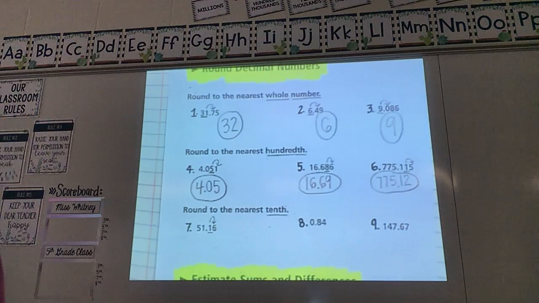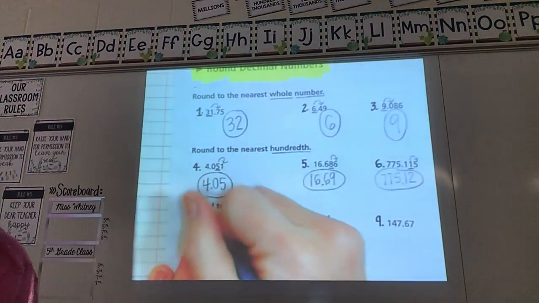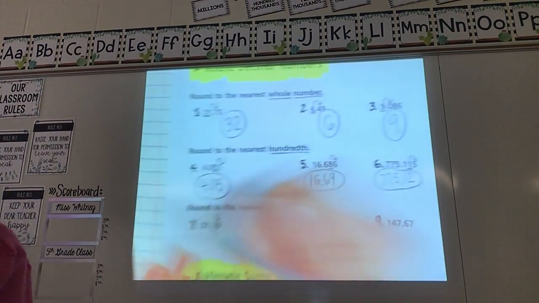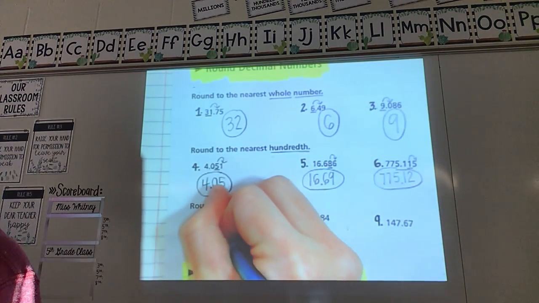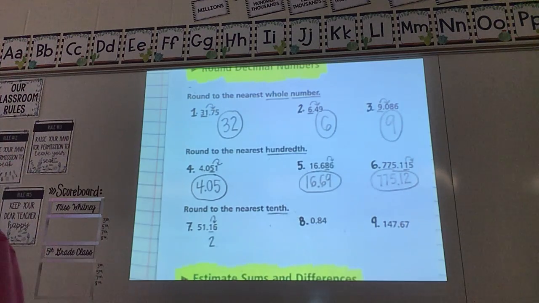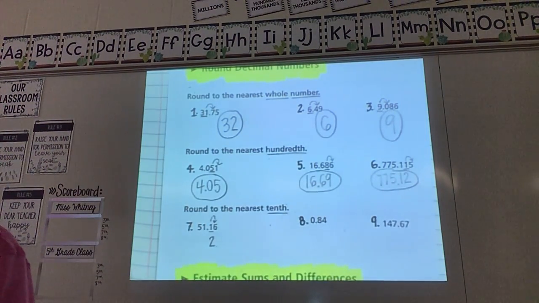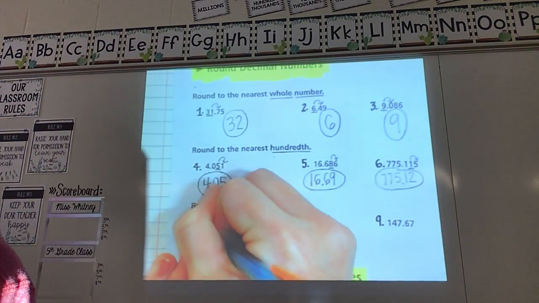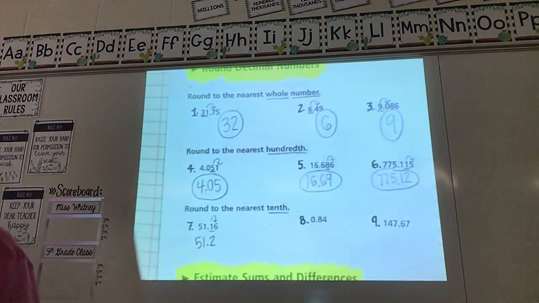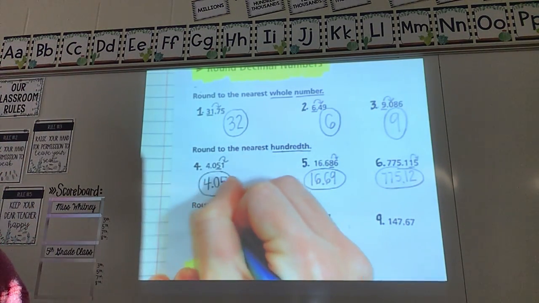What is my 1 going to do? Remember, I'm saying to myself, 5 or more, let it soar. 4 or less, let it rest. My 1 is going to rest and stay. Oh, no, it's not going to stay the same. It is going to jump up to a 2 because behind it is a 6. So that's definitely more. We got to jump it up. What do I do with all of my numbers that came in front of that? Copy them down. Do I write anything behind there? No. 51.2.